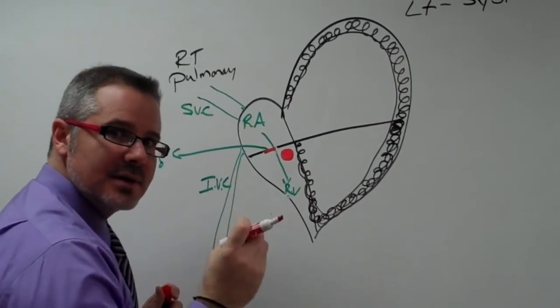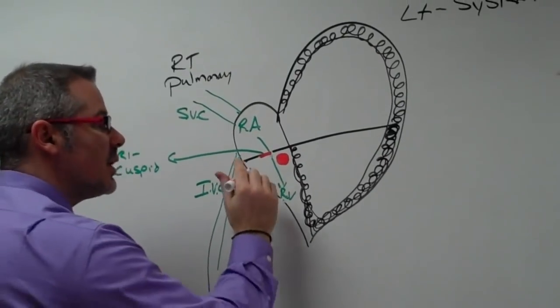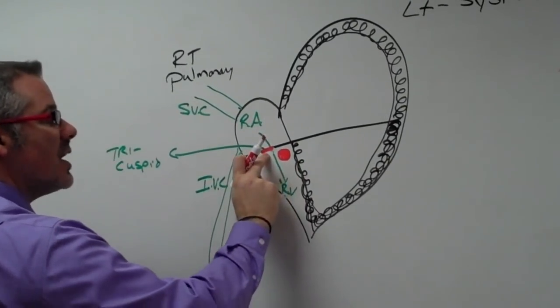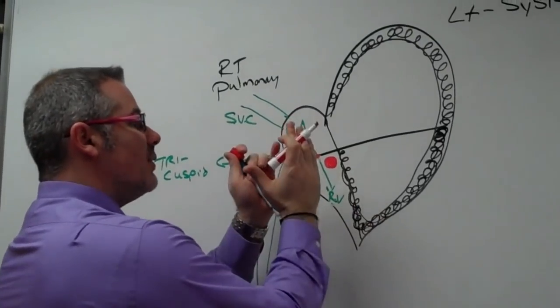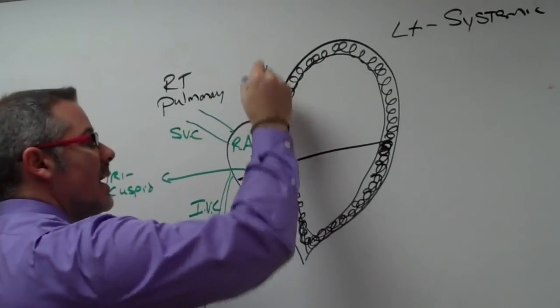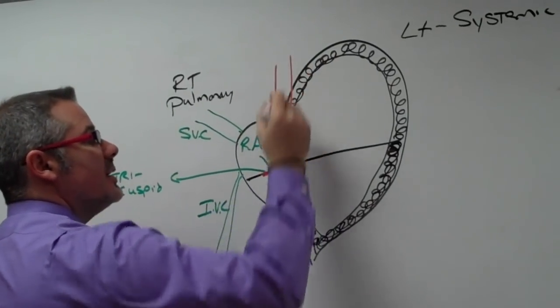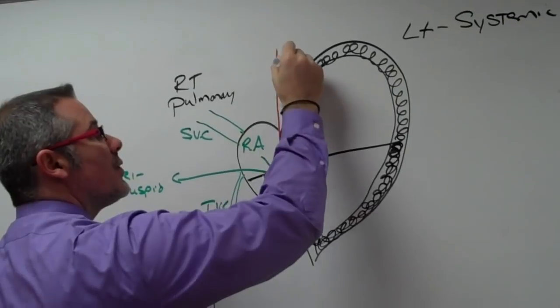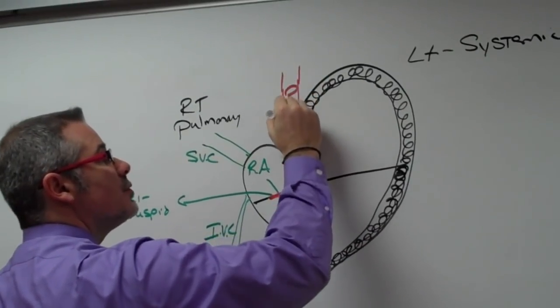That's what gives you the lub sound, lub-dub, lub-dub. It's the closure of that tricuspid valve. As that valve shuts, this valve opens, and blood is now pushed upward through the pulmonary trunk.